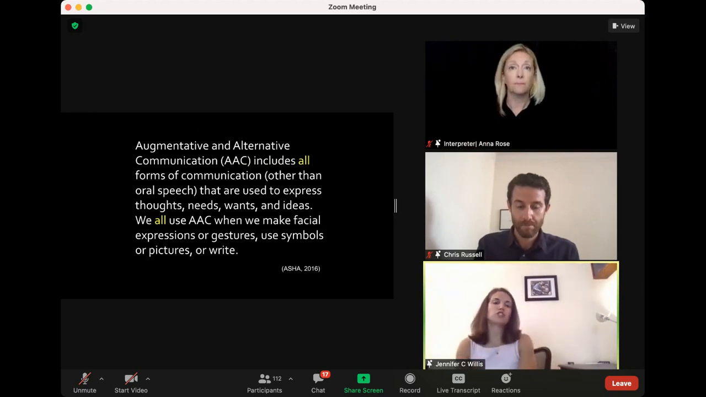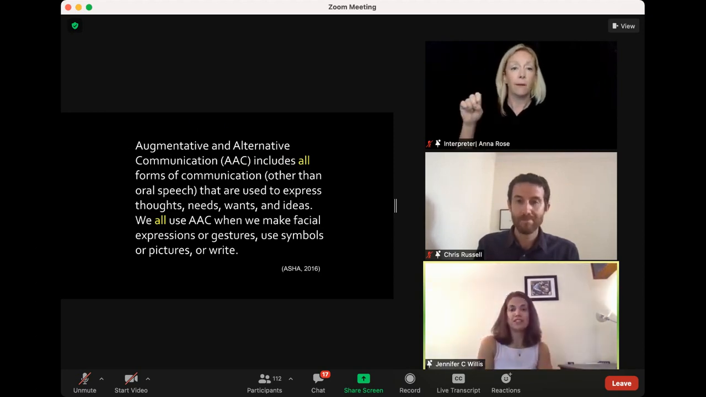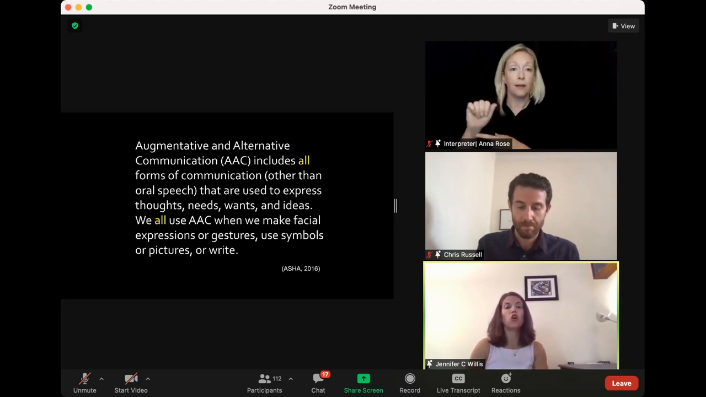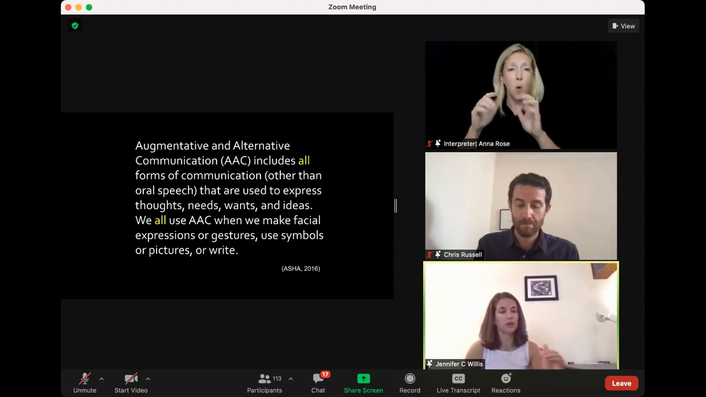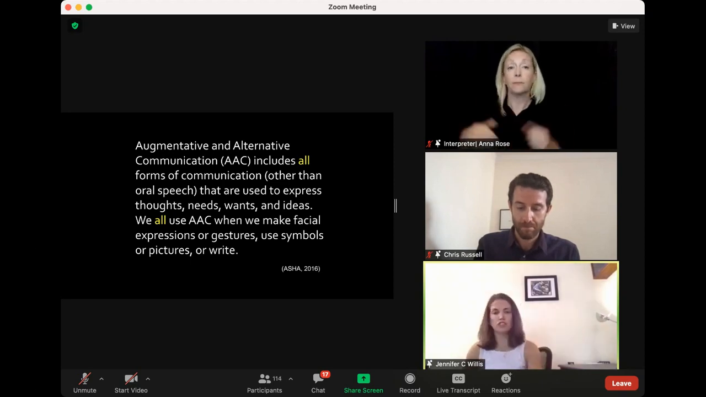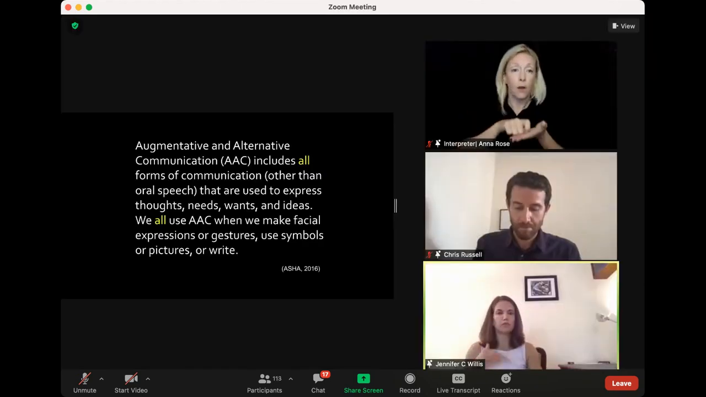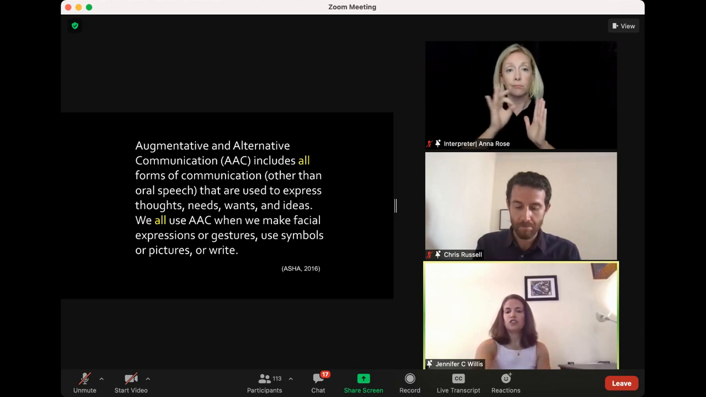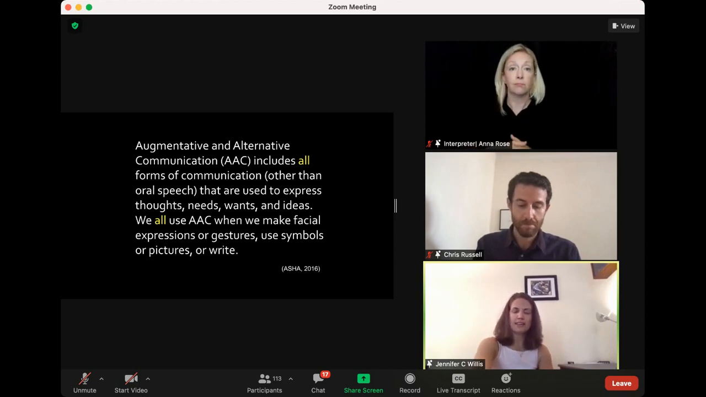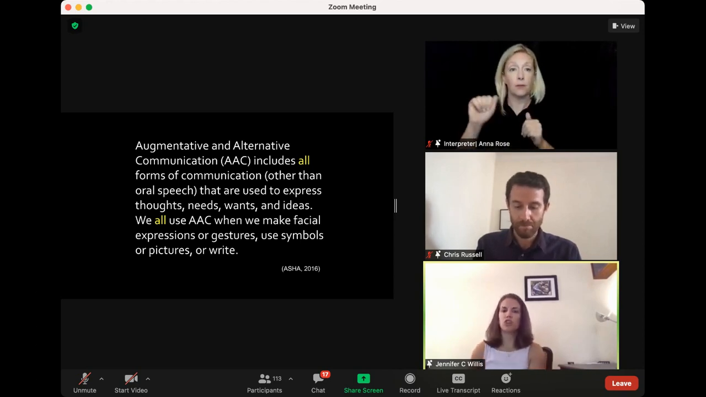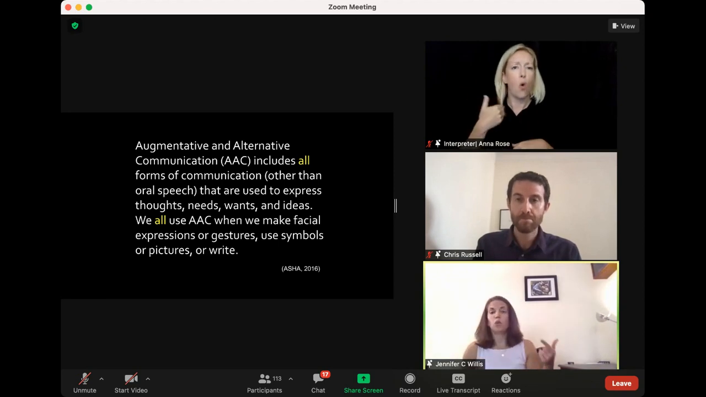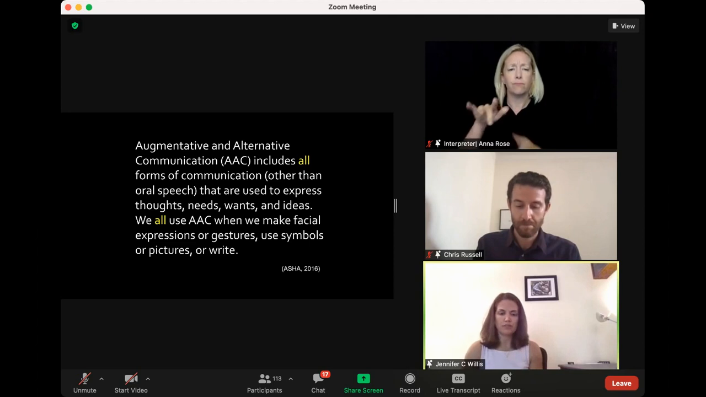So this is just like a public service announcement for you guys. This is ASHA's definition of AAC, and that includes all forms of communication other than oral speech. So that means American Sign Language, gestures, facial expressions, writing, pictures, whatever we're using. So AAC is not just talking about, say, a speech generating device or an SGD.